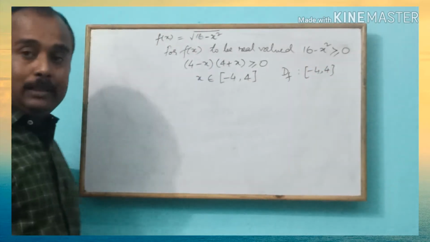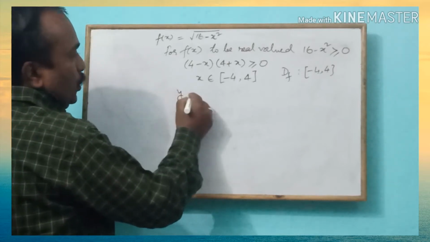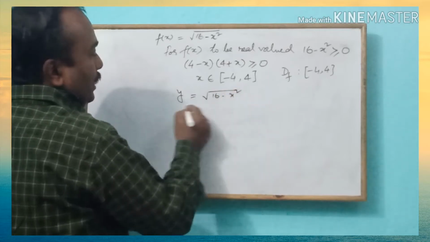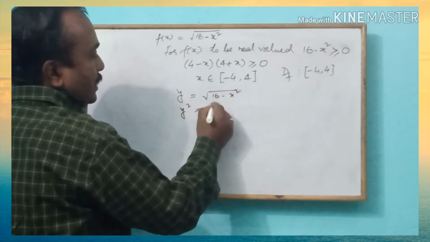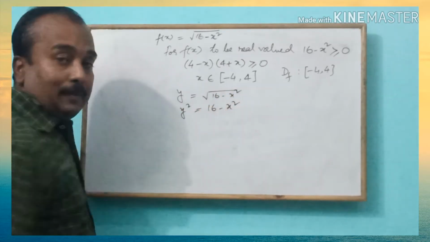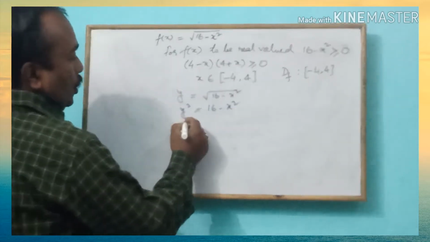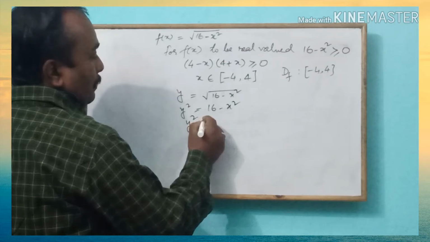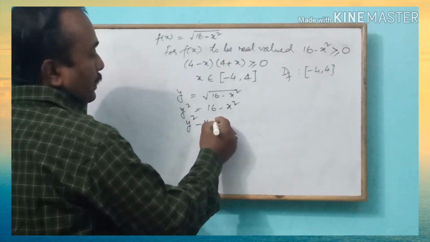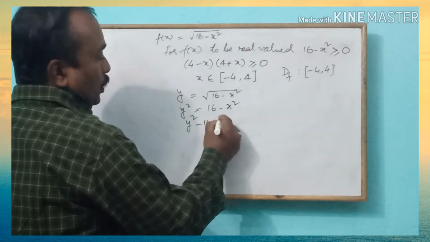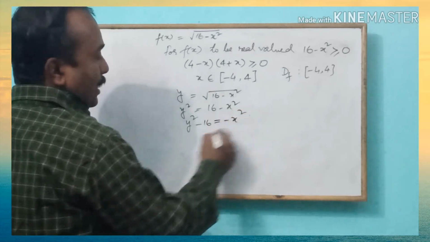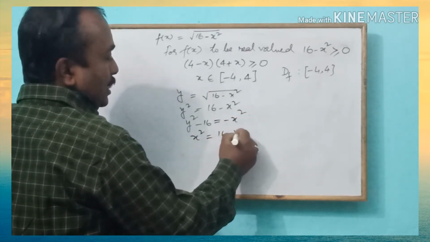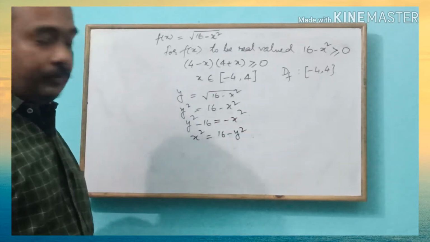Now we have to calculate the range. Let y is equal to under root of 16 minus x square. Then y square is 16 minus x square, or y square minus 16 is equal to minus x square, or x square is equal to 16 minus y square.